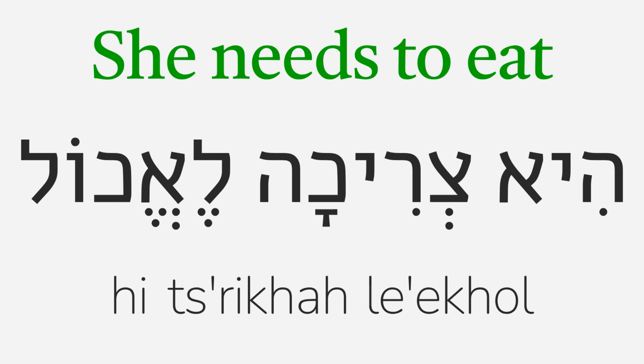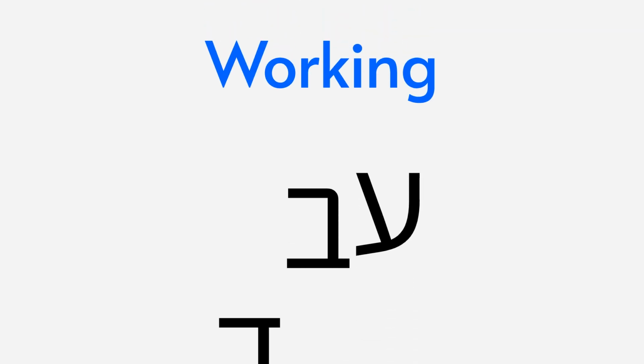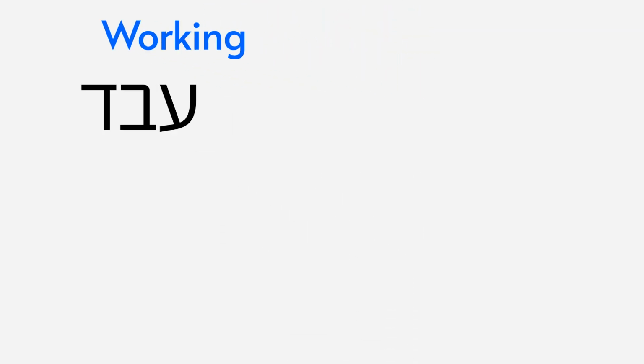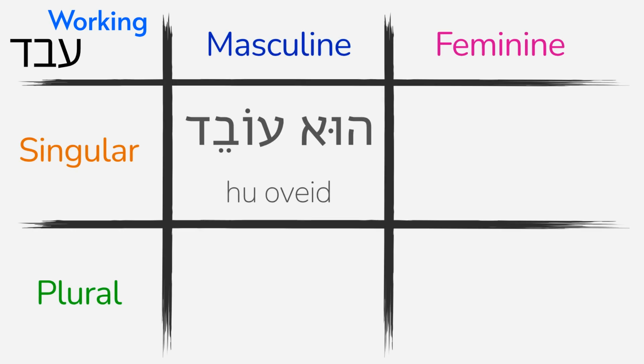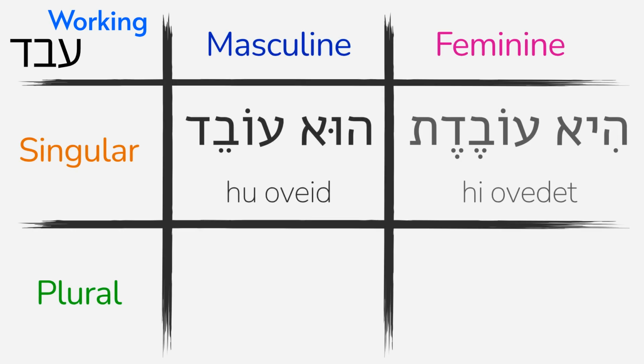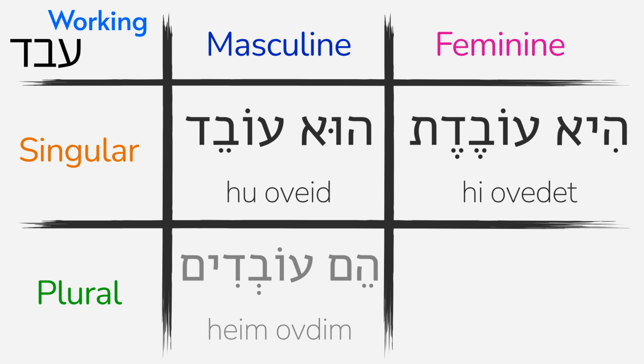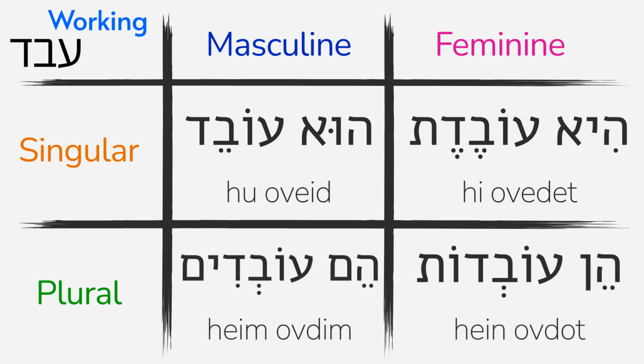Let's look at the Hebrew root which means working, which is ayin bet dalet. The present tense of this root is regular. Hu oved, he works. He ovedet, she works. Hem ovdim, they work in masculine form. And hein ovdot, they work in feminine form.